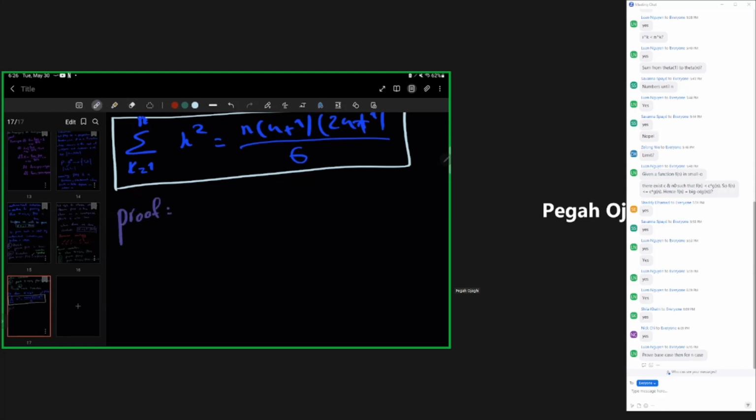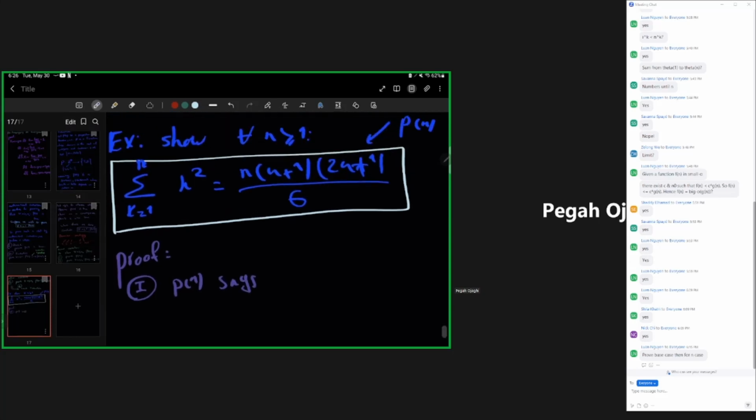Okay, how do we do this sum? Let's do the first step. We need to show P1 is true. What does P1 say? Anybody can tell me what P1 is? P1 says, put n is 1 because it's P1, k squared becomes 1 times 2, and 2 plus 1 is gonna be 3, divided by 6.